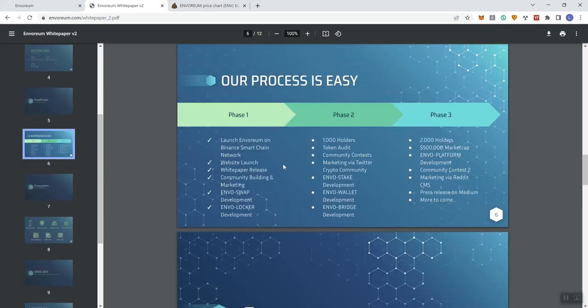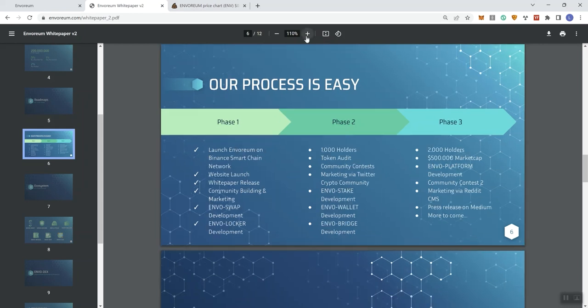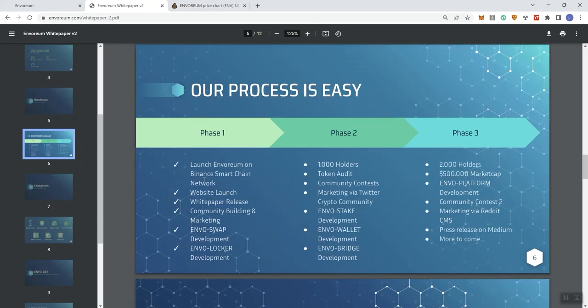Taking a look at their roadmap, we can see they've already got some things checked off, which I love. You guys know that about me, because I think that's just important stuff to communicate. We see three different phases here: launch of Envoreum on the BSC network, the launch of the website, white paper release, community building and marketing, the swap development, and the locker development.